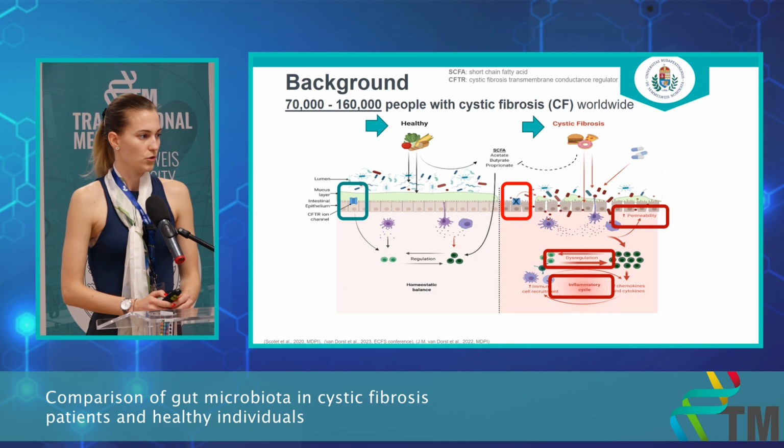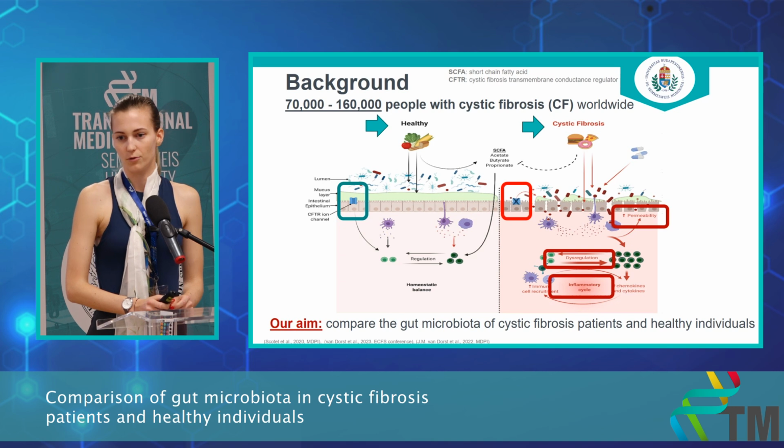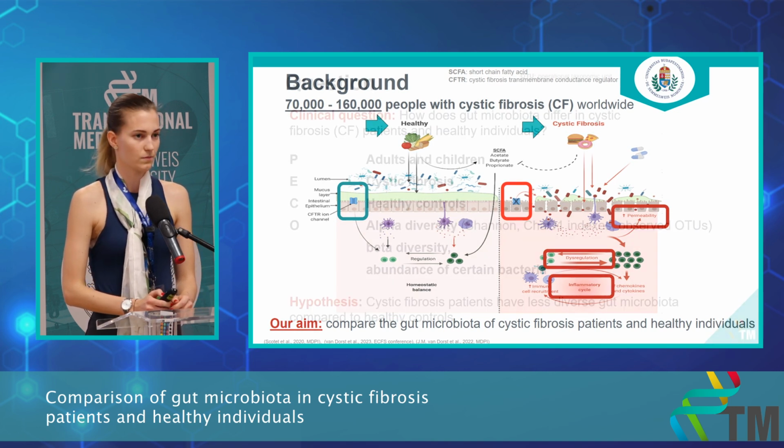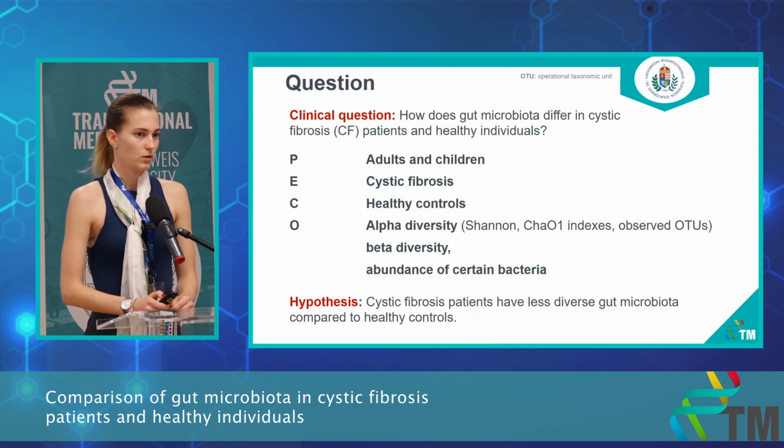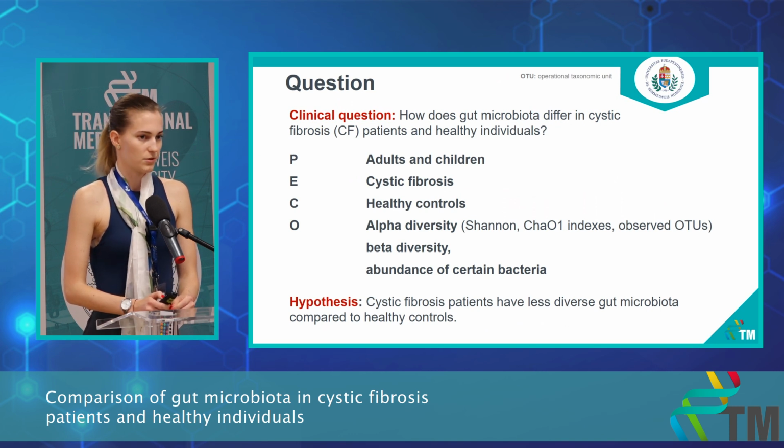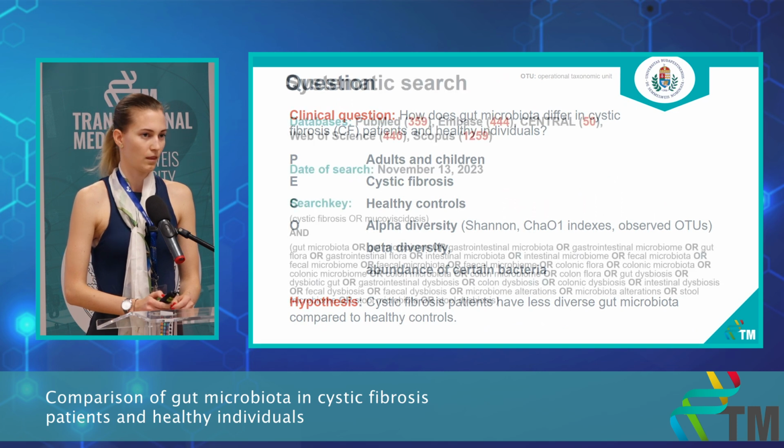These all contribute to a potential alteration of the gut microbiota, so our aim was to compare the gut microbiota of CF patients and healthy individuals. We included both adults and children. Our outcomes were alpha diversity, beta diversity, and the abundance of certain bacteria.